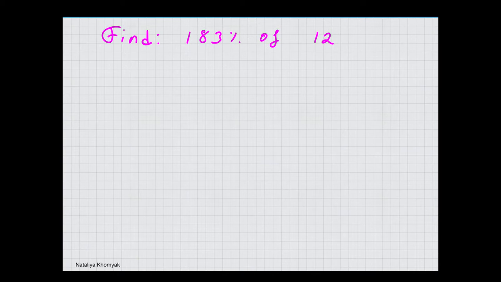Here we need to find 183% of 12. It's also good to guesstimate. 183% is very close to 200%, which is double the amount. So the solution should be close to 20. First thing we want to do is change into decimals. So out of 100, this will cancel. We move 2 decimal places to the left, so we get 1.83. Of in math is multiply, times 12.